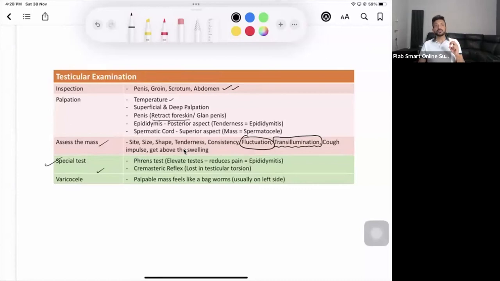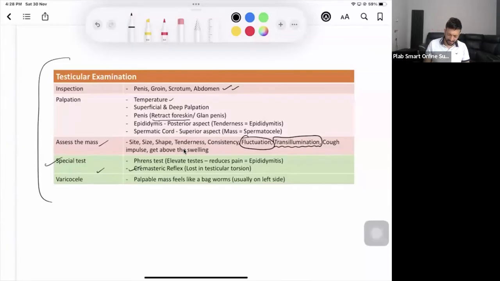Number two, you have got another test, that is the cremasteric reflex. How do you do the cremasteric reflex? Very easy. You stroke the medial aspect of the thigh of the patient. You can stroke it with the finger as well. If the testicles are rising, it's normal. That's normal cremasteric reflex. The cremasteric reflex is lost in testicular torsion. So that's your complete examination.